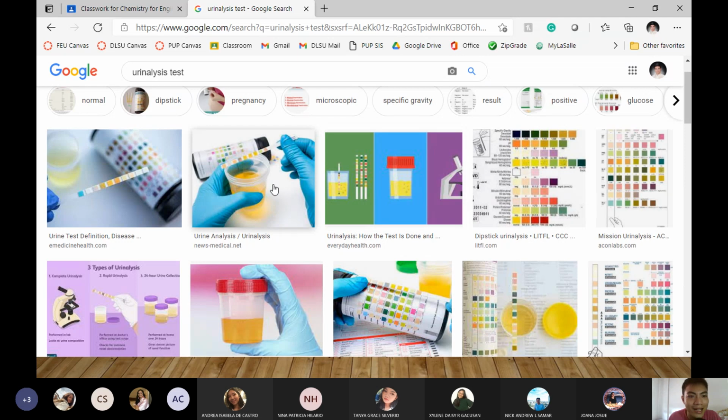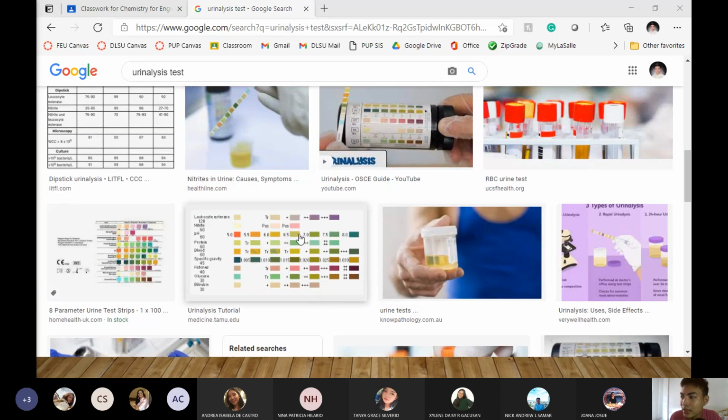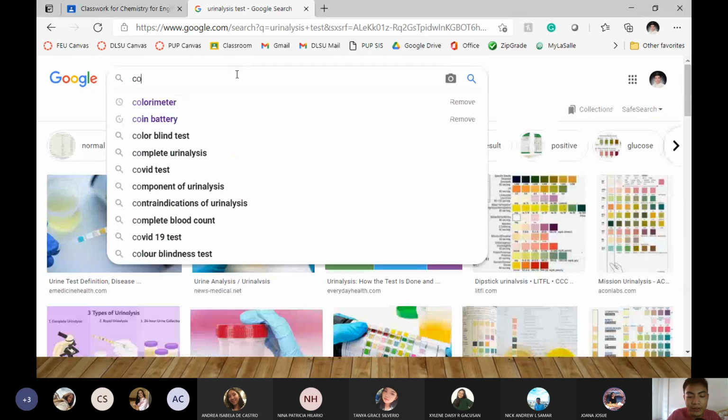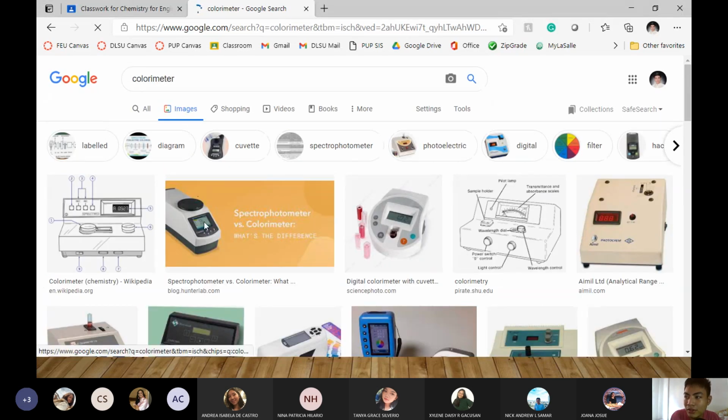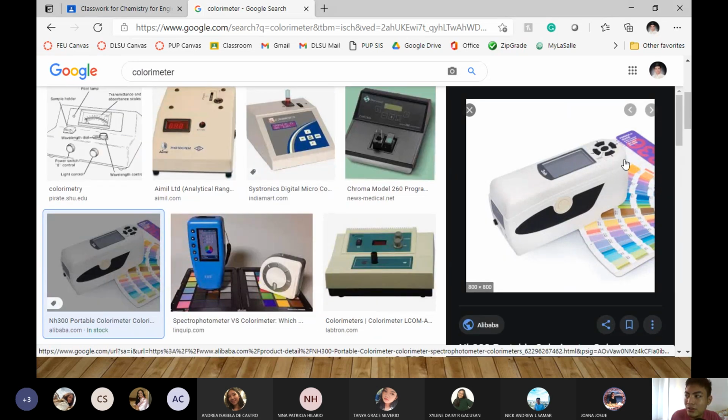So, to minimize that bias, in the laboratory, which we will be using in the future, you will use colorimeters. Basically, this is your test strip, you dip it in the urine, then the colors change, the intensity of the colors changes. After dipping, you insert it into the colorimeter. Let me show you what a colorimeter looks like. So this is the common colorimeter used in medtech.